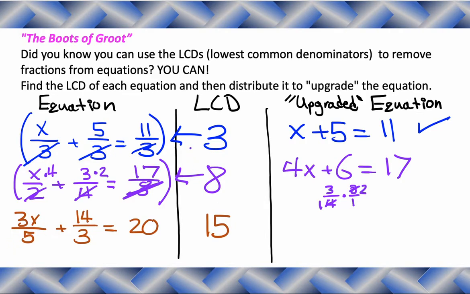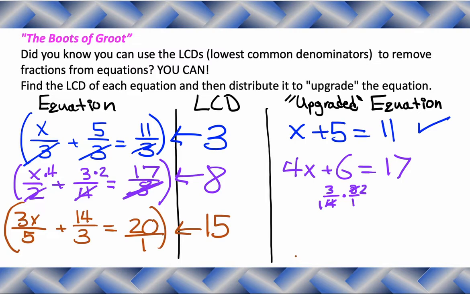Let's see here, the last one. Oh boy, this one looks dicey here. So the first thing that 5 and 3 have in common is a 15. 20 doesn't have a denominator. There's a 1 underneath it technically, but we don't always write it that way. So 15 is the LCD. Take everything times that.